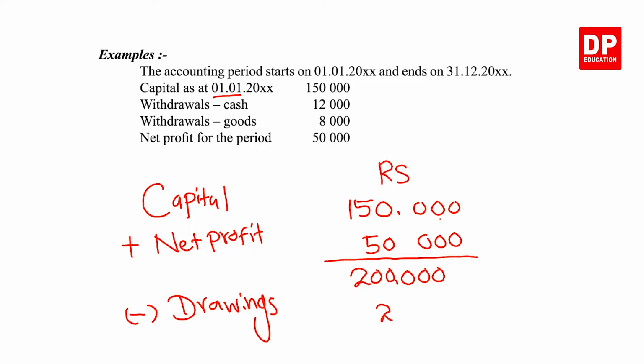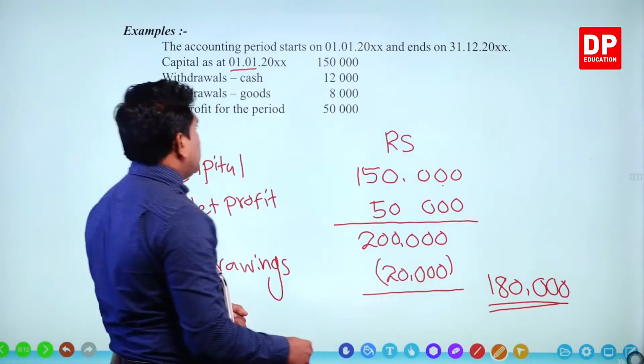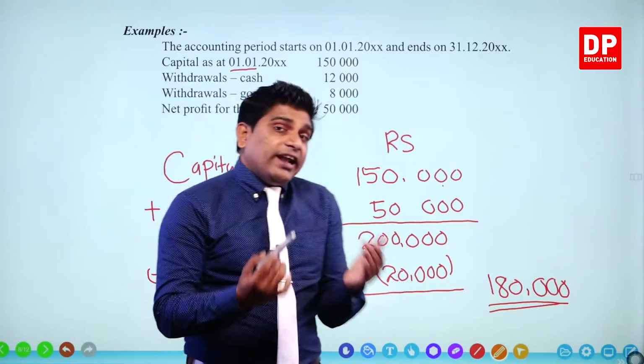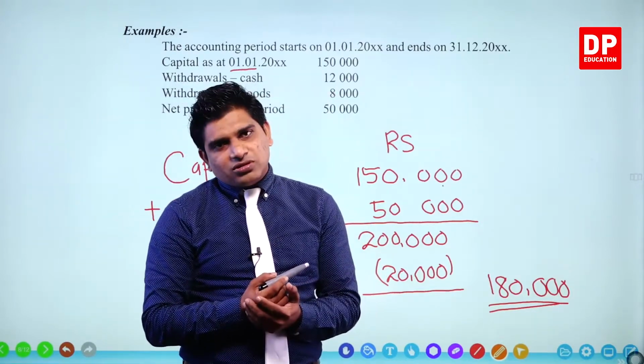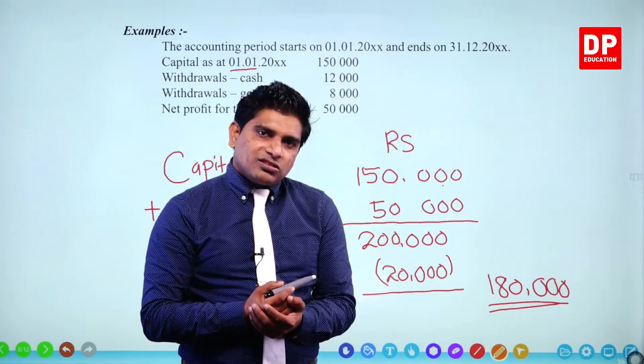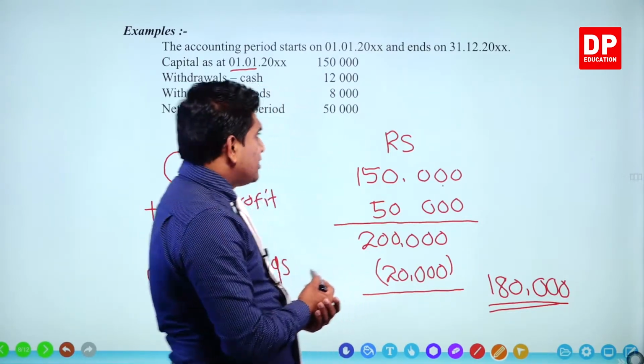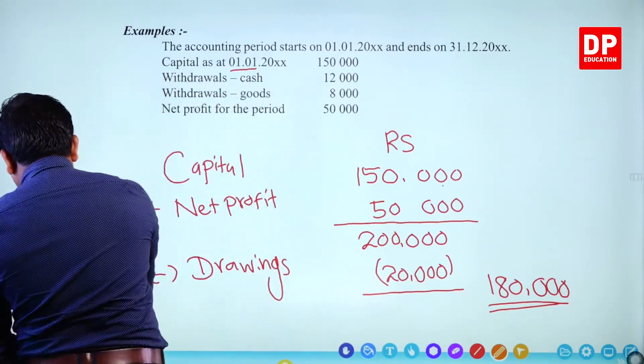20,000. 180,000. It is the year-end equity. Year-end equity 180,000. Okay. Right. Now we move to the next one.